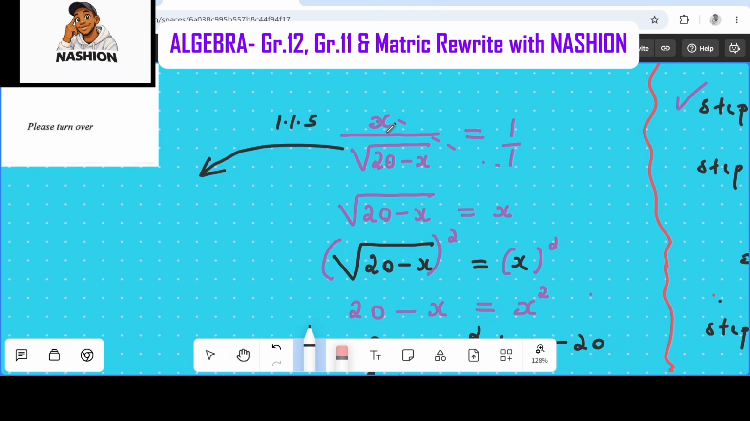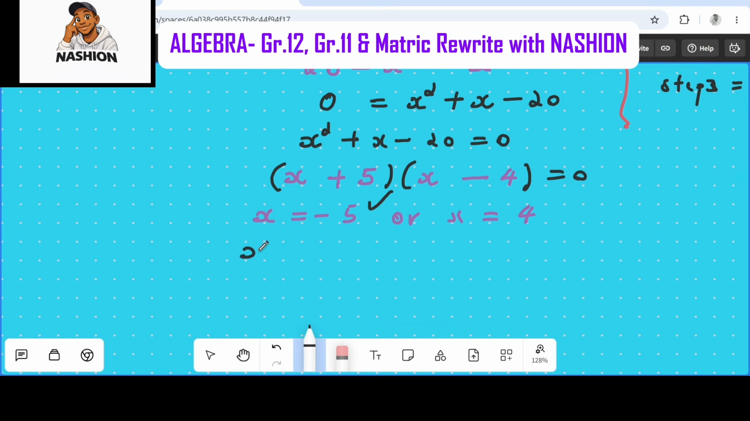In the place of x on the left, we put -5. So root 20 minus -5. Let's see whether that's going to give us 1 or not. You will discover that the left-hand side is equal to -1 and the right-hand side remains 1. So -1, there is no way it is equal to +1. Therefore, our answer cannot be equal to -5. So we write x is not equal to -5.